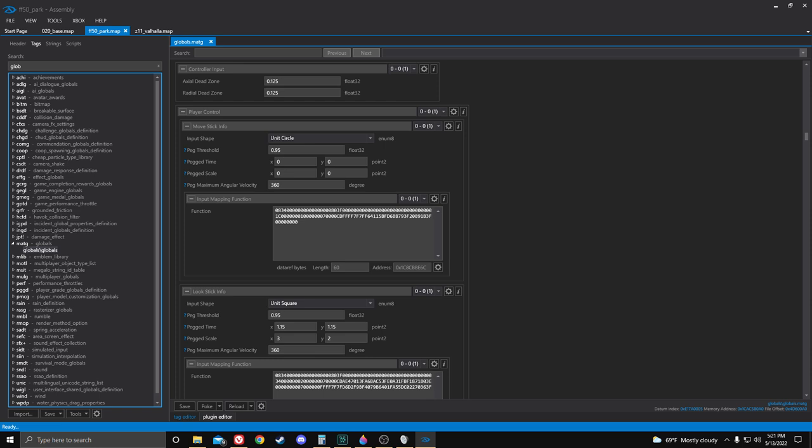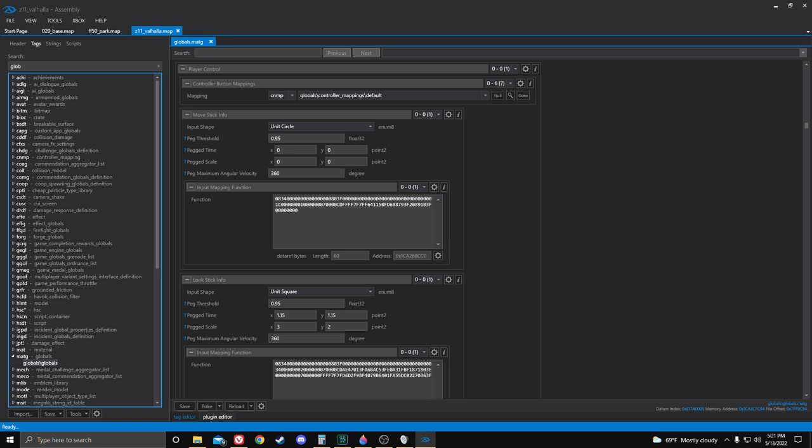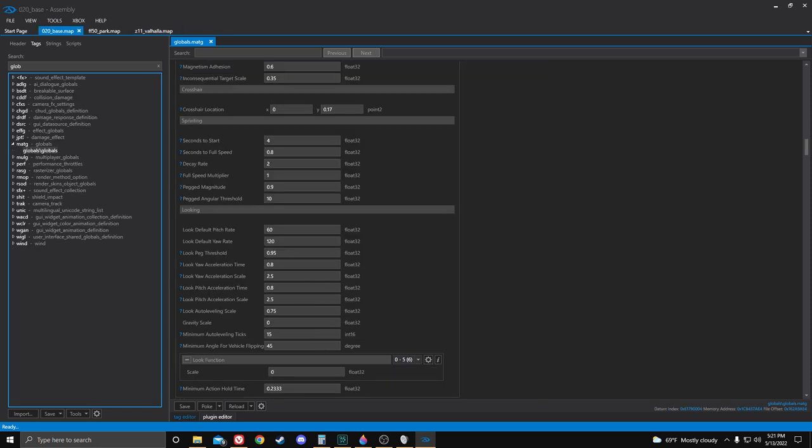Here we go. Halo Reach had an inner dead zone of 0.125, an axial dead zone of 0.125 as well, and a pegged threshold or max input threshold of 0.95. Halo 4 used the exact same settings. Now I rummaged around to try and find Halo 3 settings, but I was only able to find the pegged threshold, and it's the same as Halo Reach and Halo 4.